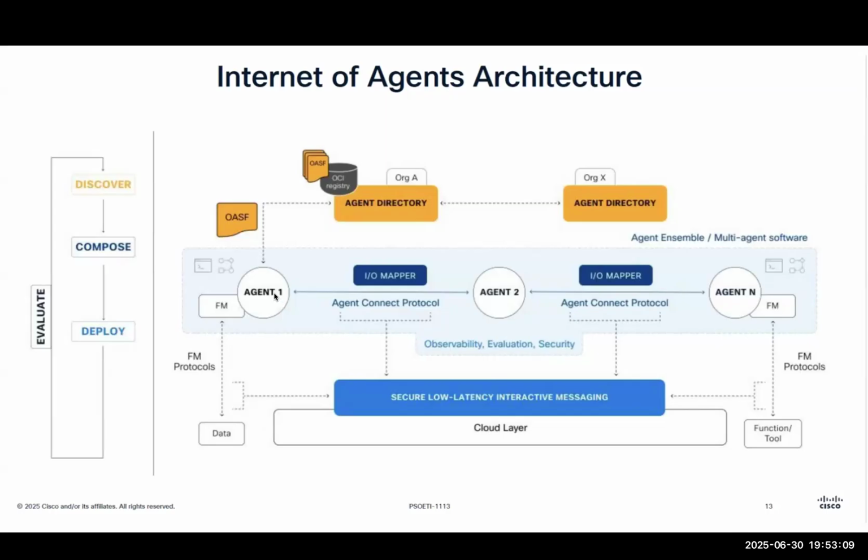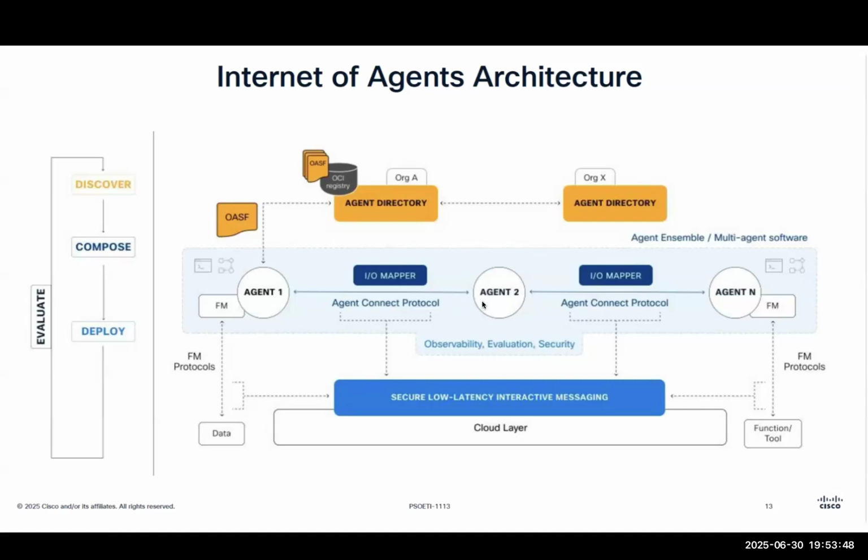Agent 1 can communicate with agent 2 either using the Agent Connect protocol, or the A2A protocol, or, in the case of tools, the MCP protocol, or in the future there will be other protocols. It doesn't matter. Between agents, it could be the same protocol or a different protocol, such as the ACP protocol or the A2A protocol.